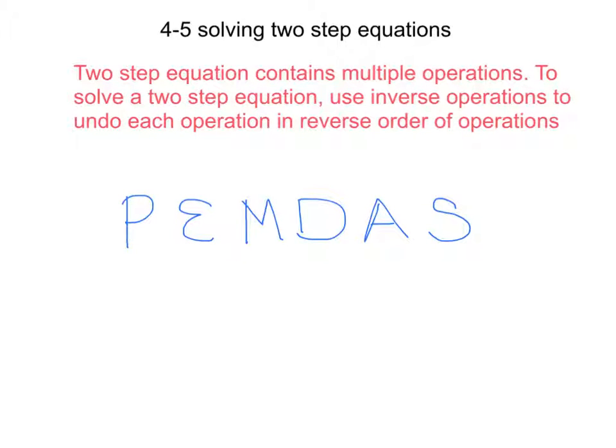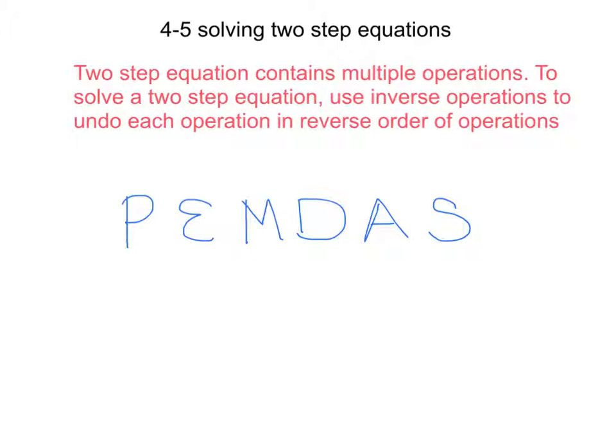Lesson 4-5, Solving Two-Step Equations. Two-step equations contain multiple operations in one equation. To solve a two-step equation, you use the inverse operation to undo each operation in reverse order.